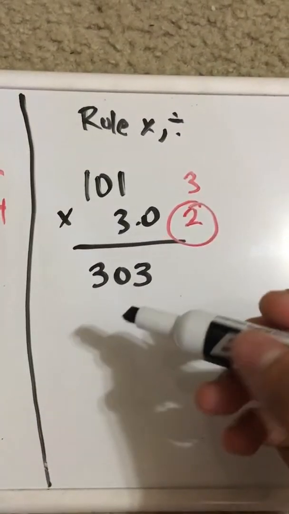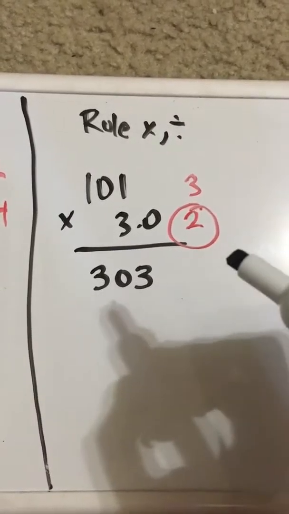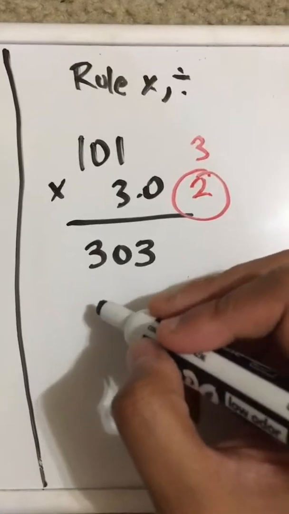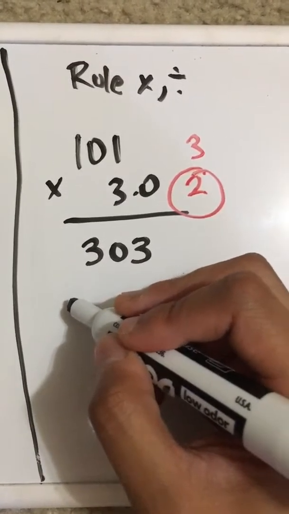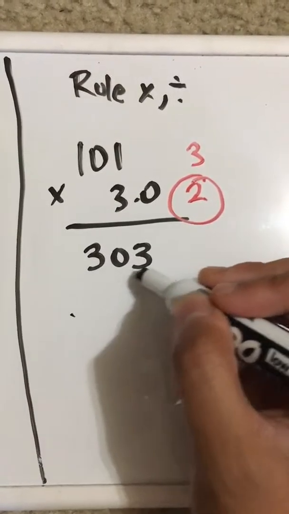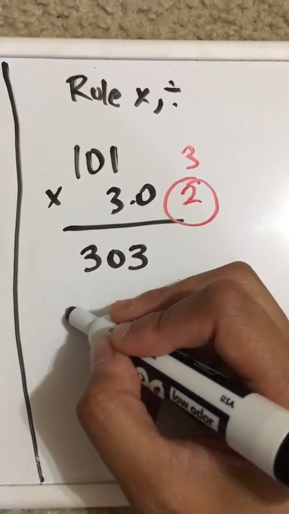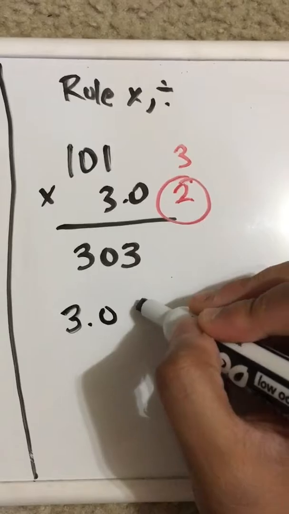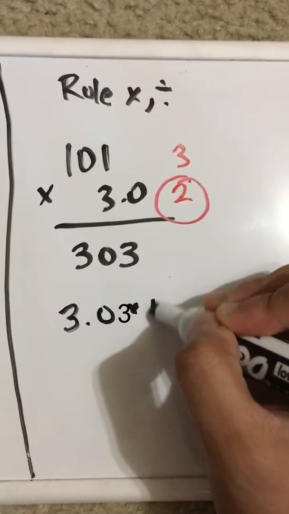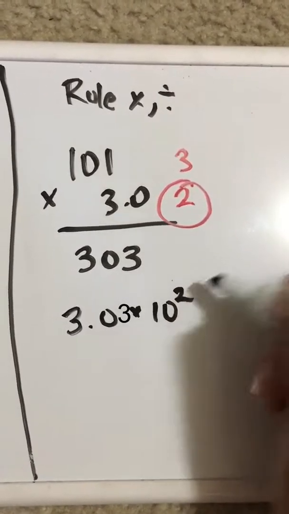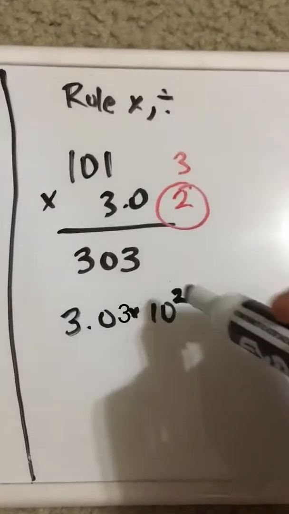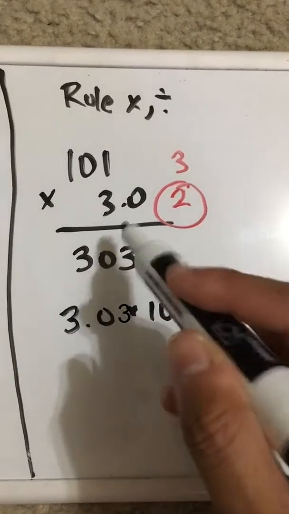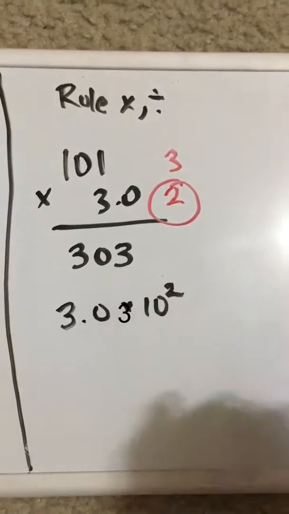So how do we make this 2 significant figures? I don't know if you've learned this in your class already, but there's a way to do this called scientific notation. And how do we do this scientific notation? For the number 303, if we want 2 significant figures, we'd write it 3.0 times 10 to the power of 2. And so that is how we'd write this answer with the correct significant figures.